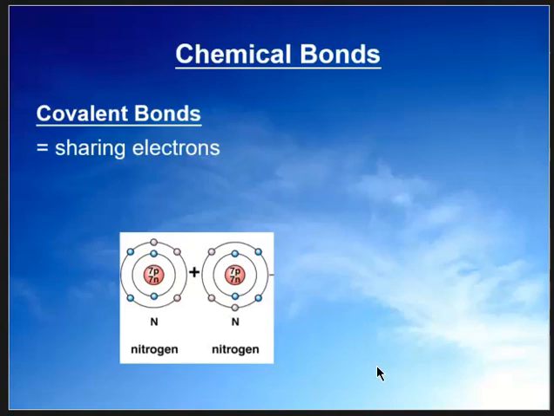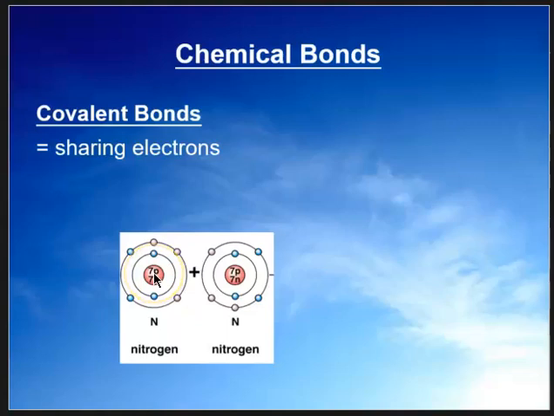So here we have nitrogen gas. Nitrogen gas is N2. We have one atom of nitrogen here, and another atom of nitrogen right here, and they each have 7 protons. That 7 is nitrogen's atomic number.